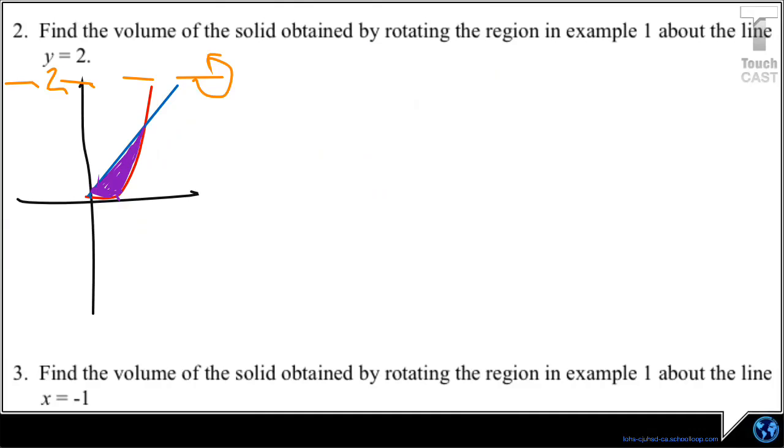Moving on to problem 2. I'm revolving the same region from example 1, so again I graphed it. The red is still y equals x squared, the blue is still y equals x, only this time I'm rotating it about the line y equals 2. And since my spin axis is horizontal, I'm still integrating with respect to x, and I would still like my equations to be in y equals.